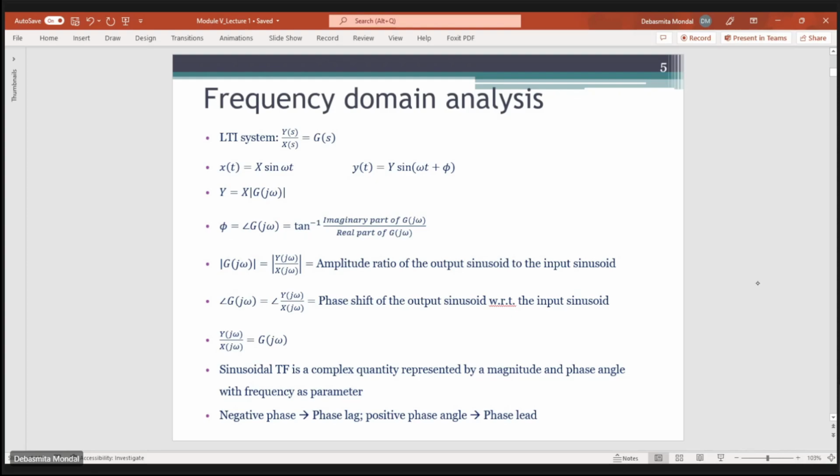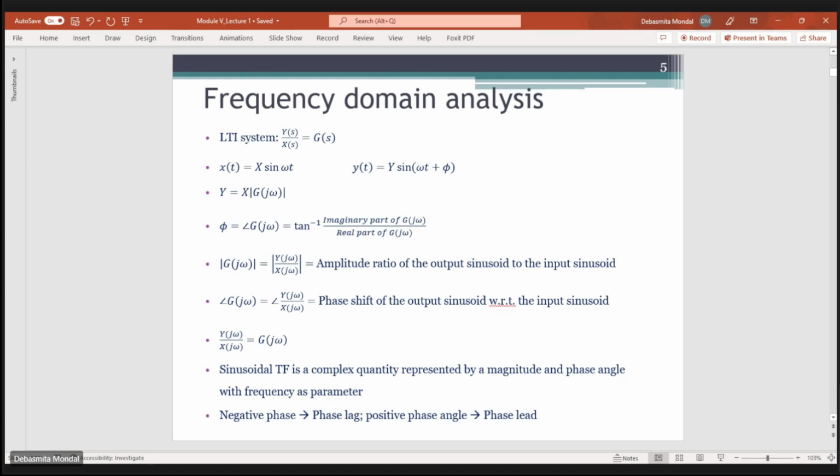Now take a linear time invariant system, where the output of the system is Y(s) and the input is X(s), so the transfer function is G(s). If you provide a purely sinusoidal input, say X sin(omega t), then the output you get is simply a phase shifted sinusoidal signal.